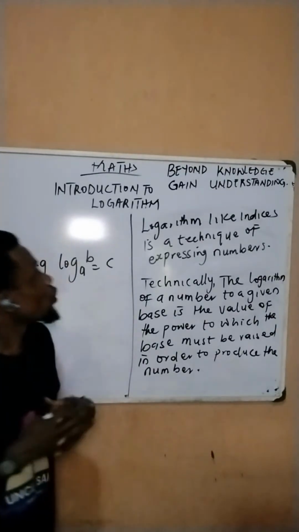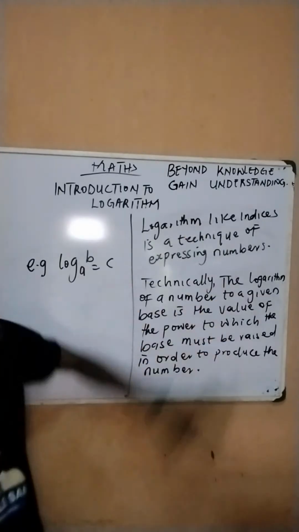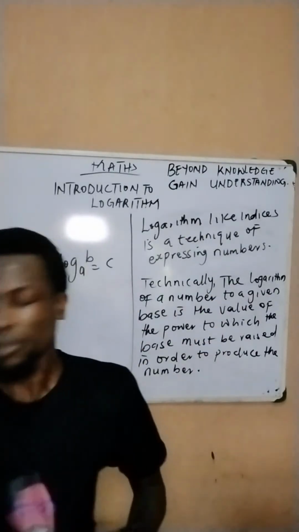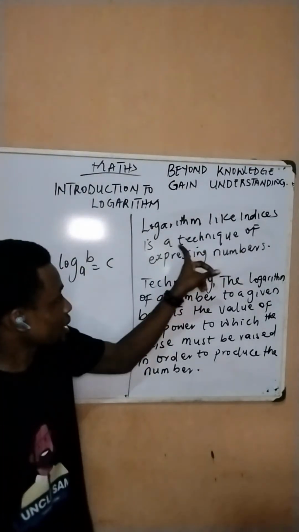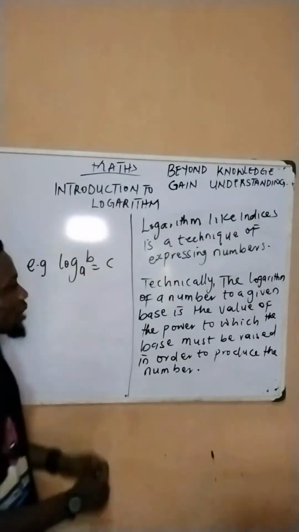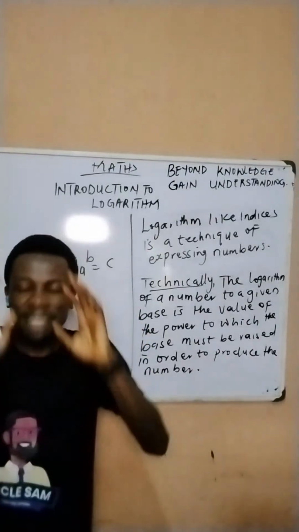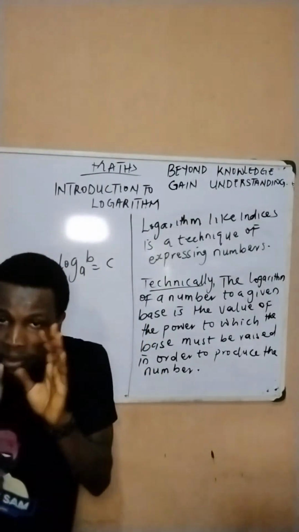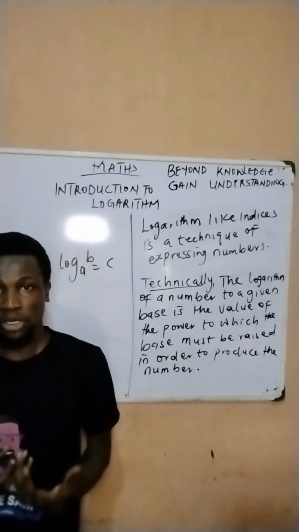So we have logarithm, introduction. And I said this is just a short note to summarize the whole idea of logarithm. Sorry, I'm going to work on my internet. Logarithm, like indices, I've already mentioned, is a technique of expressing numbers. And I said, based on research, I want you to have a conceptual view of what logarithm is talking about. And that is why I have to give a brief theoretical explanation before we get into the mathematical aspect.